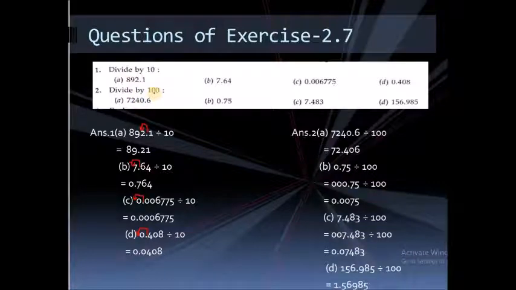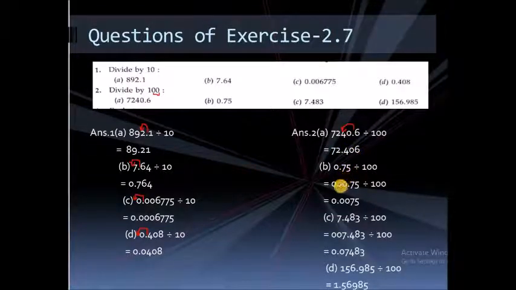Okay. In question number 2, you have to divide by 100. So in this case, you are having how many zeros? You are having these two zeros. So you have to shift your decimal point how many times? Two times, again to the left side only. So when you divide this number with 100, you have to shift the decimal point two times to the left. So it will come before this 4. So my answer will be 72.406.